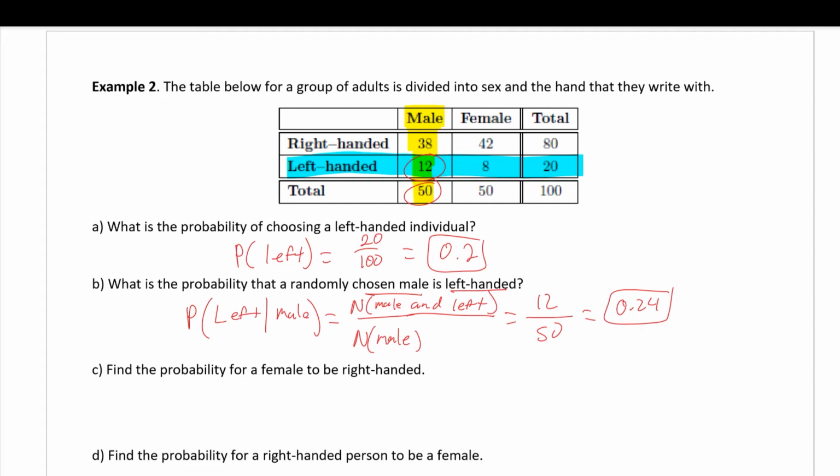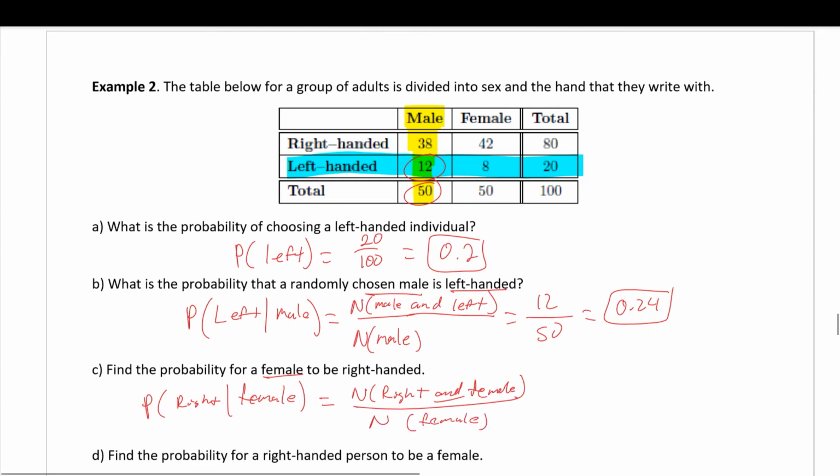C, find the probability for a female to be right-handed. Again, it's a little subtle there, but this is a conditional probability, the way they ask it. We already know the person's female. We're conditioning on that the person's female. So the question is, what's the probability that this female is right-handed? Probability of right-handed on the condition that it's female. Well, again, the number of both right-handed and females, and the number of those who are female.